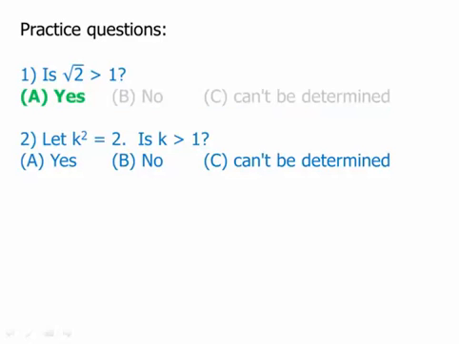That's perfectly clear. Now number 2 looks similar. k squared equals 2. Is k greater than 1? Well, now notice there's no radical sign printed. And so if I want to get the value of k myself, I have to initiate the act of taking a square root myself. That means I have to consider both the positive and negative because I'm doing it myself. So k would be either the positive square root of 2 or the negative square root of 2. And because it could be one or the other, we don't know whether it's larger than 1 or smaller than 1. So this answer cannot be determined.